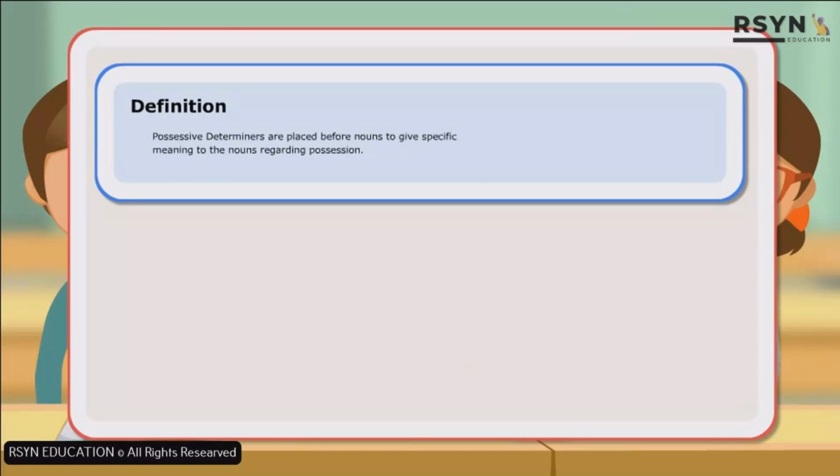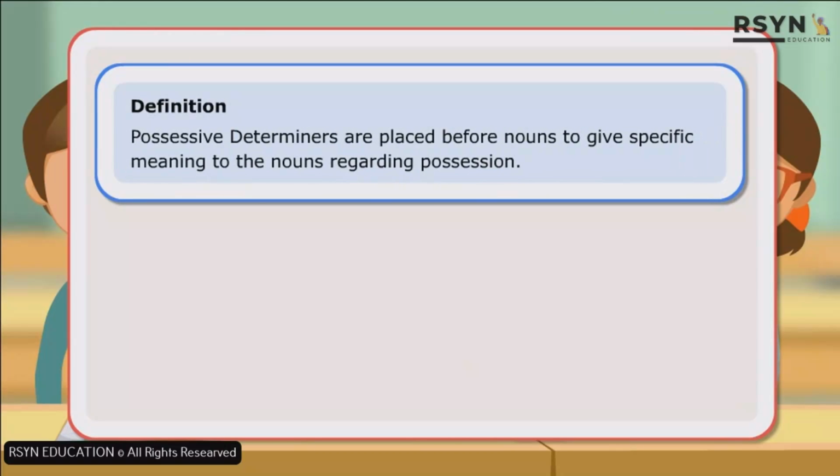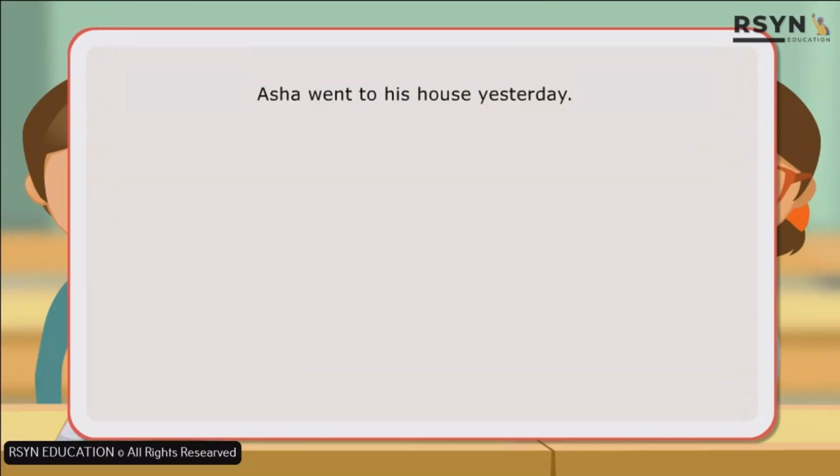Definition: possessive determiners are placed before nouns to give specific meaning to the nouns regarding possession. Let us look at few sentences. Asha went to his house yesterday. Your sister is very beautiful.